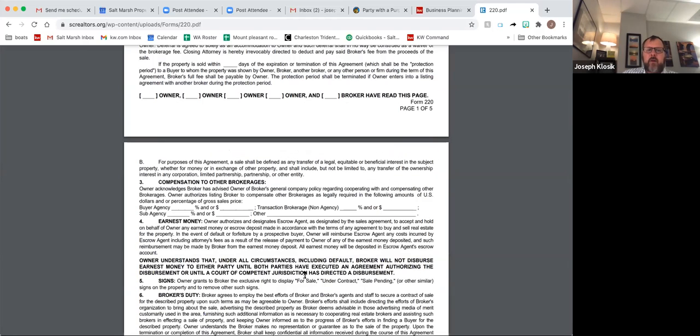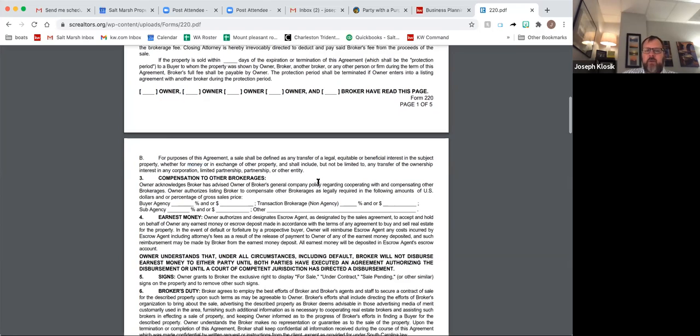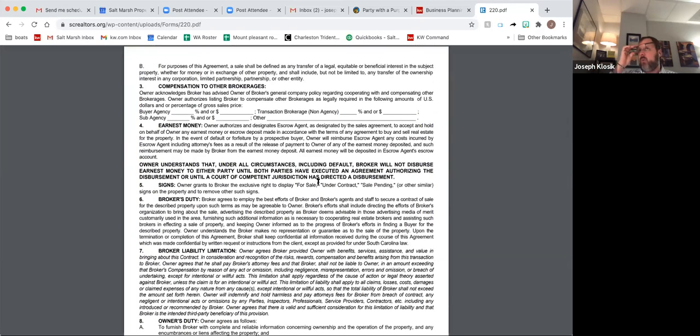And then the last part of paragraph 2: for the purpose of this agreement, a sale shall be defined as the transfer of legal, equitable title or beneficial interest of the subject property, whether for money or in exchange for other property. The reason I point this out is whether for money or in exchange for other property. So there has to be an exchange of money. The reason I bring that up is we did just recently have a situation where a buyer came down, closed on a property, and they signed everything.